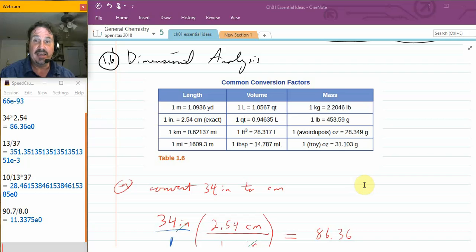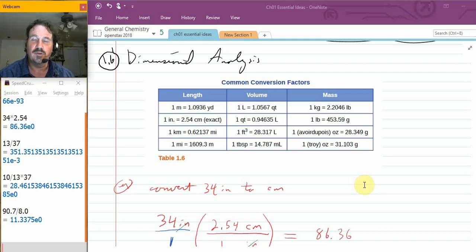It's analyzing a problem by looking at the dimensions. Or maybe unit analysis might be a better or another way to describe it, by looking at the units of what you have. A very simple way to introduce this idea is by doing a conversion.